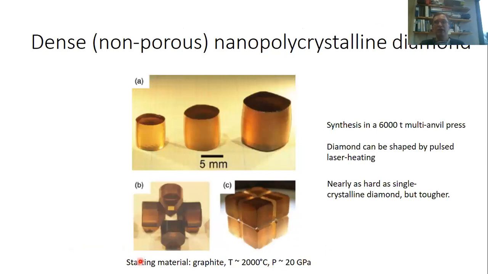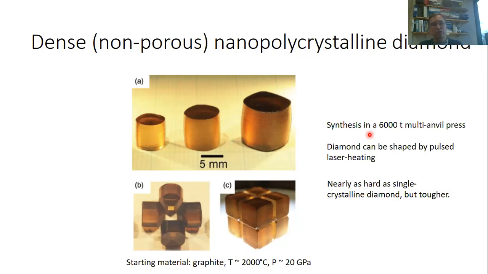So if you go to even more drastic temperatures, then you can sinter that nanopolycrystalline diamond further together. So you start to eliminate the porosity, and at temperatures of about 2000 degrees Celsius, you're getting nanopolycrystalline diamond, which is essentially as dense as a single crystalline diamond, okay?